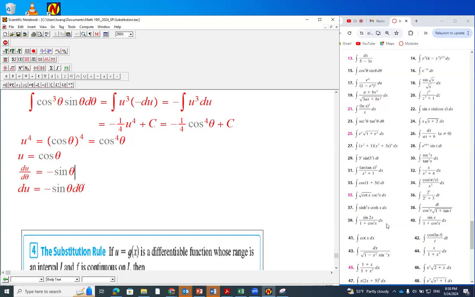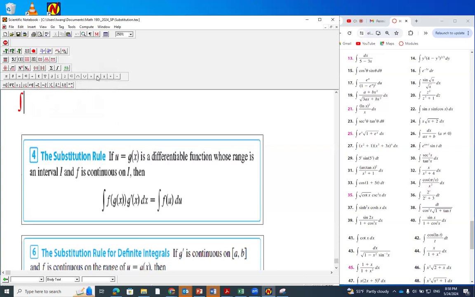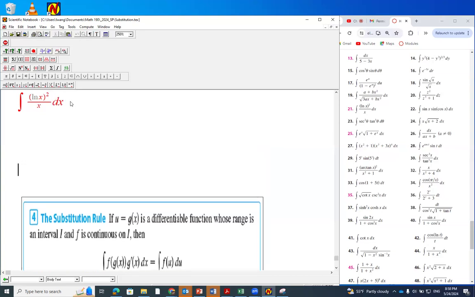I will do a couple more. For example, number 21. This is colored, right? Colored means it's a little difficult, but you'll find out, I think. All right, the integral of ln x squared over x dx. What are we going to do about it?